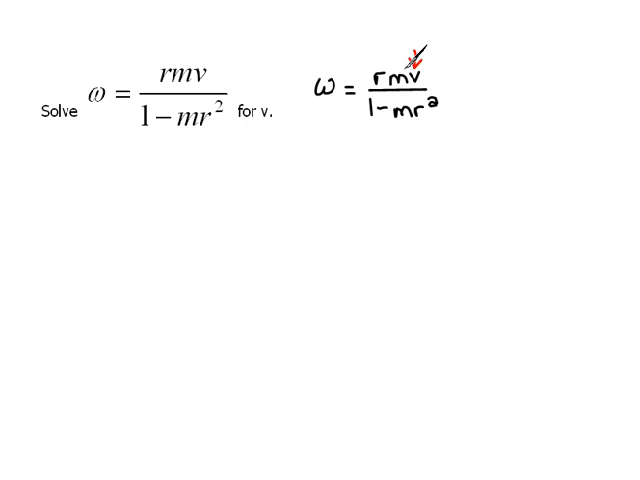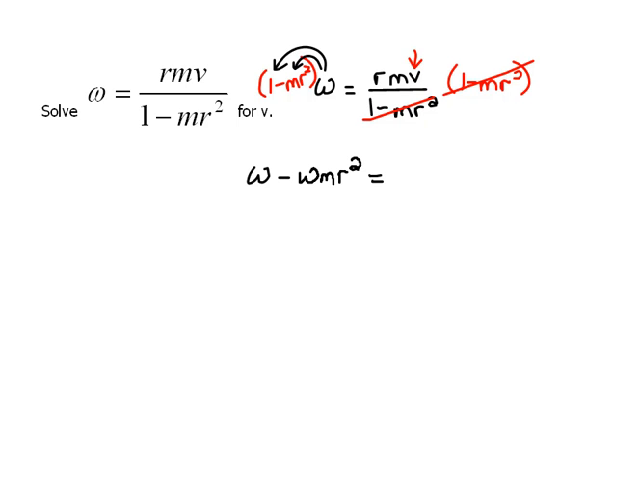So in order for us to solve for this, we need to get rid of this denominator first. So I'm going to multiply both sides by 1 minus MR squared. And by doing that, multiplying and dividing by the same thing will cancel each other out. And then we can distribute our omega throughout the parentheses here. So 1 times omega would be an omega minus omega MR squared equals RMV.